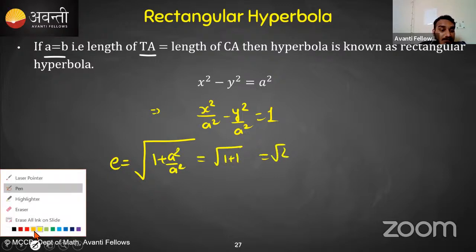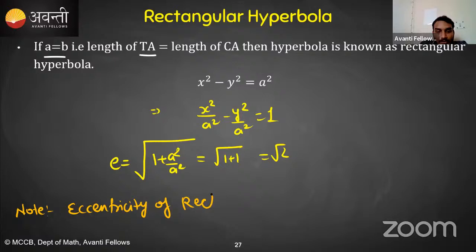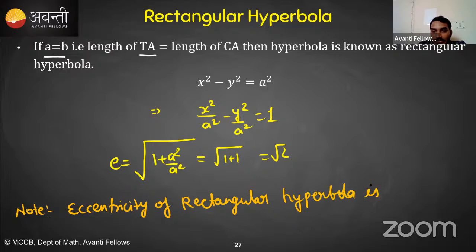So this is a very important note: the eccentricity of a rectangular hyperbola is always root 2. Will you remember this? If somebody asks you the eccentricity of the rectangular hyperbola, there is no need to calculate anything, directly say it is root 2. Clear? Is this clear? If there is a doubt, ask. Is this clear, students?